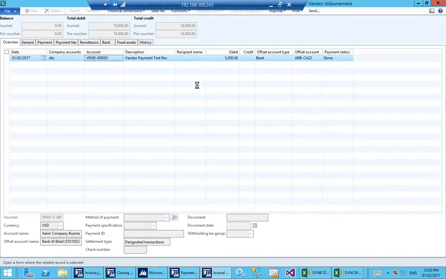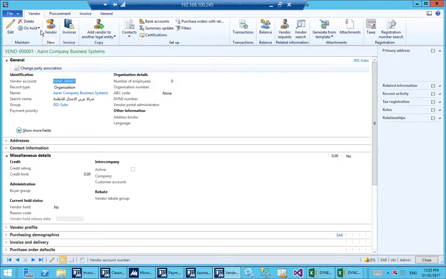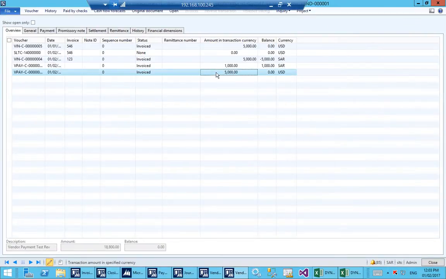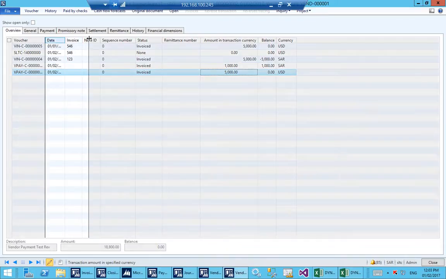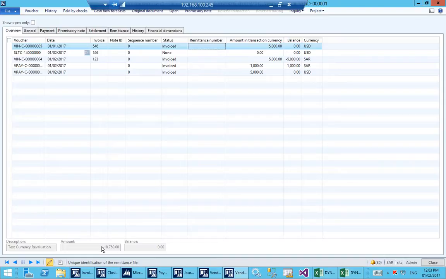Okay. Let's see the invoice. Vendor transactions. This is the invoice, $5,000. This is $5,000, it equals 18,750. So there is a 50 real difference, right?